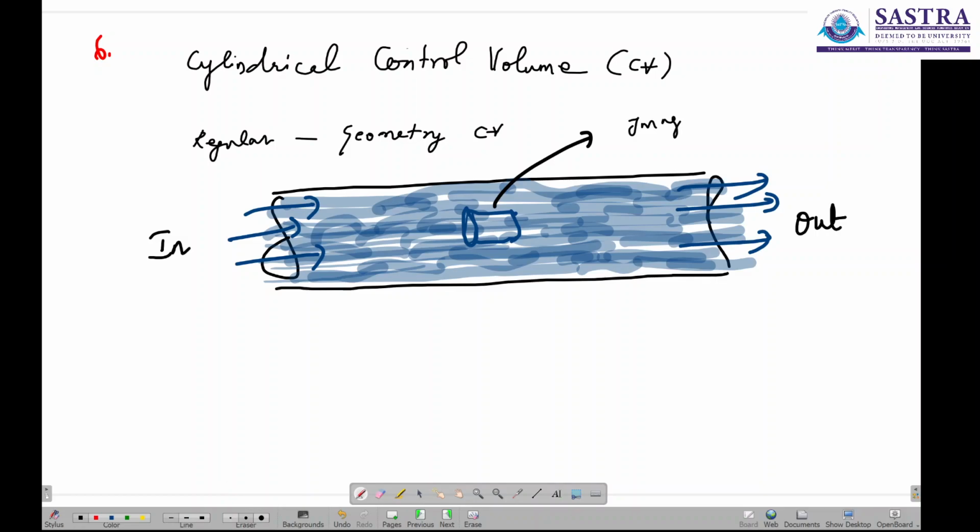So this is an imaginary space within the pipe that is the point of our focus. So it is for this control volume we want to write the equations. So that means flow is now going through this control volume and coming out, and we want to describe what is happening in this control volume.